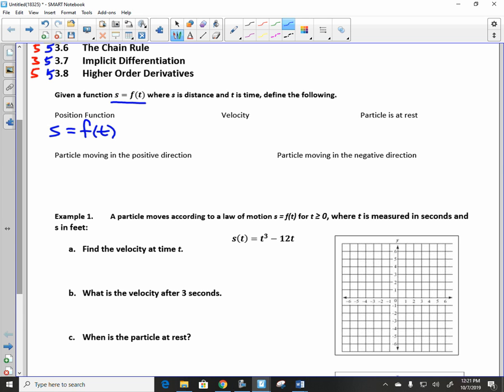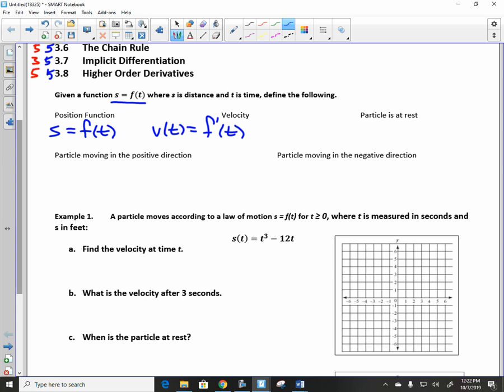The velocity is the rate of change of a particle, and it can be moving in a positive direction, or velocity can also be negative, whereas speed is only positive, isn't it? Speed is only positive. Velocity can be positive or negative. How do we determine velocity? v of t is equal to f prime of t. The way that you come up with velocity is you simply take the derivative of the position function, and that will give you the velocity.